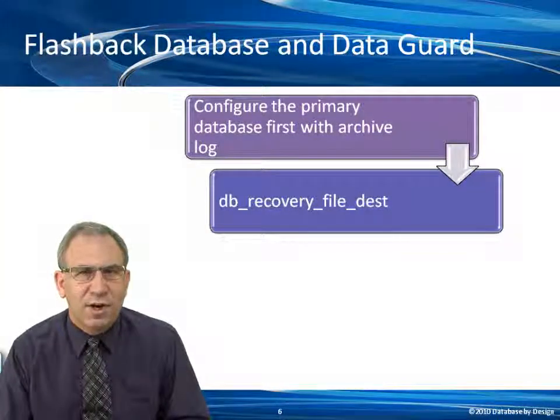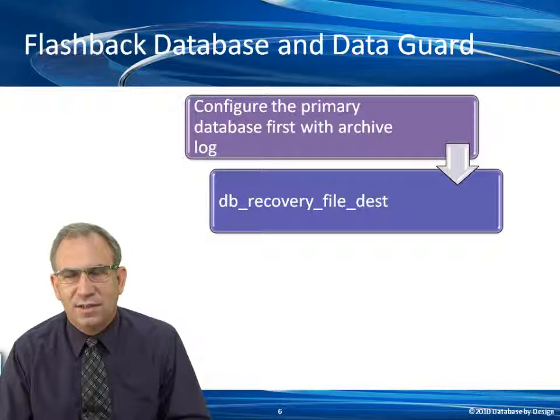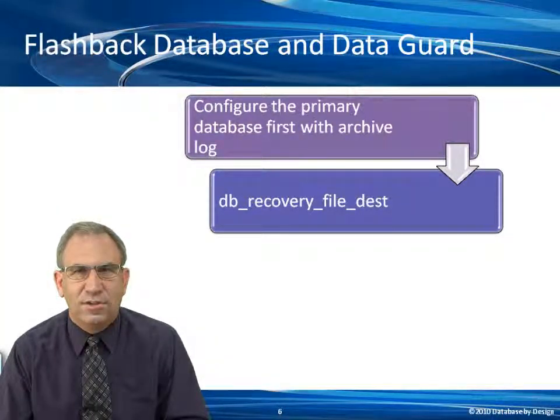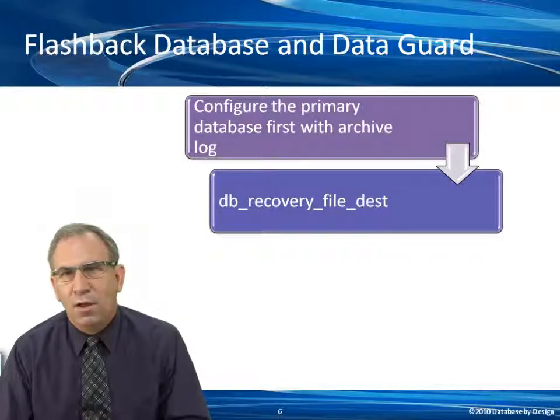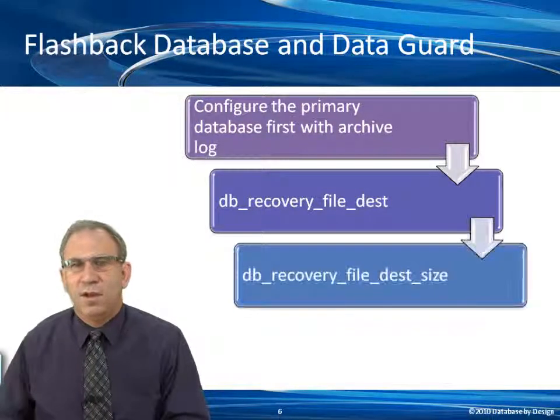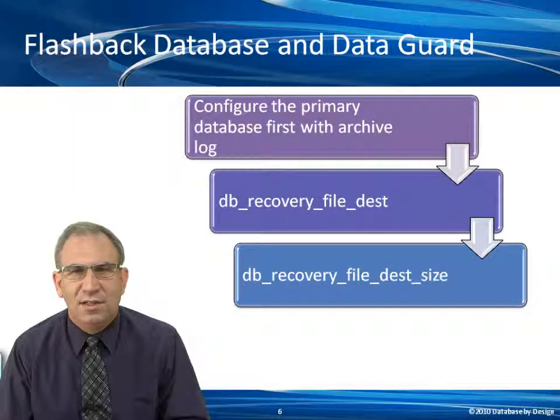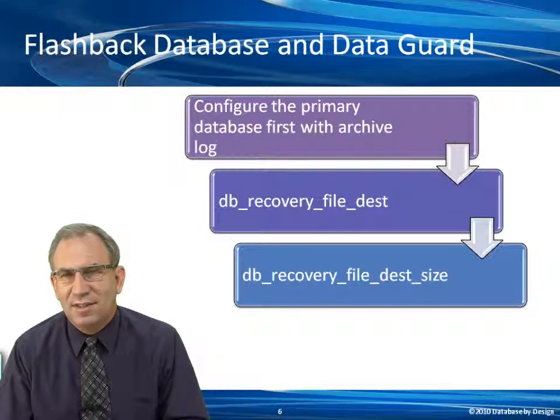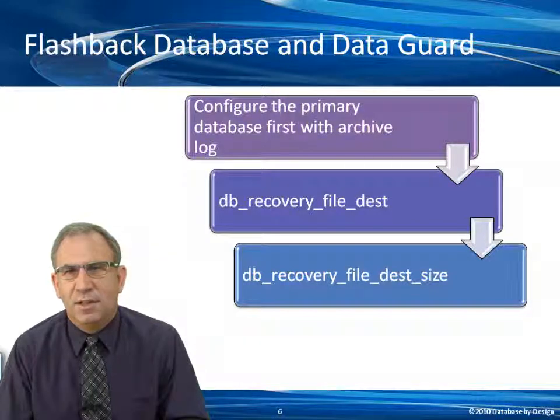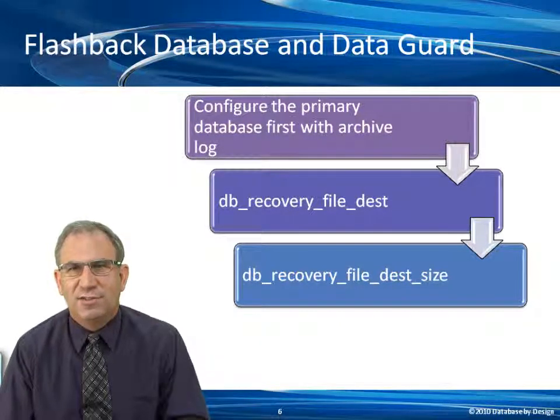We will configure the primary database with archive log, and that's a given. If you're using a DataGuard environment, we know that DataGuard has to be configured with archive log. We will then set the parameter DB_RECOVERY_FILE_DEST. This is just your flash recovery area. Then we also have to set the parameter DB_RECOVERY_FILE_DEST_SIZE. In an Oracle 11g environment, I think the default is 4 gig. In an Oracle 10g environment, the DB_RECOVERY_FILE_DEST_SIZE is 2 gig.